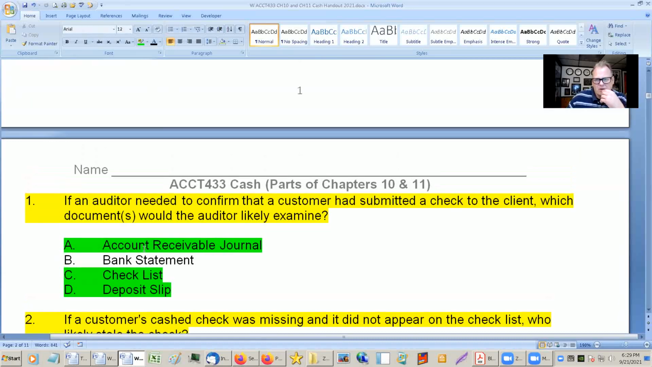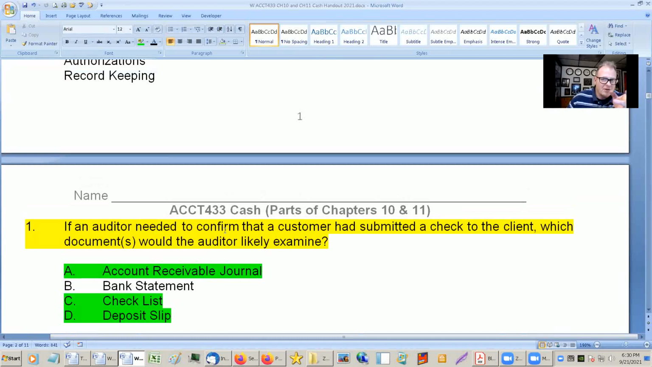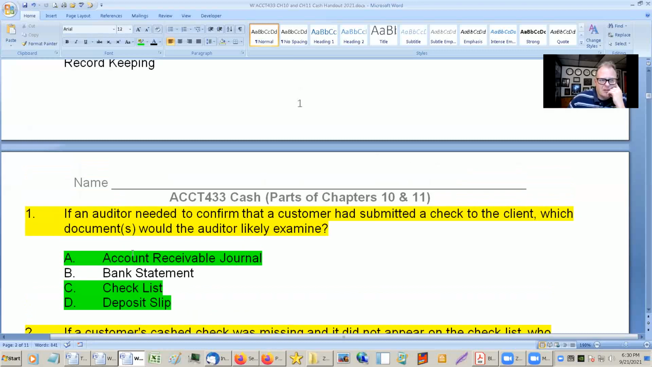That would probably be the best way to see it, because we have to remember someone in accounts receivable might be just writing down an account or entering something that wasn't there. So you want to see that it's on these two, checklist and deposit.